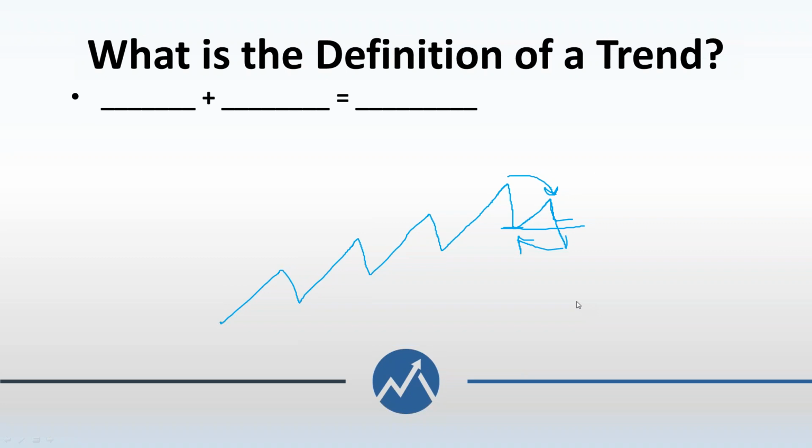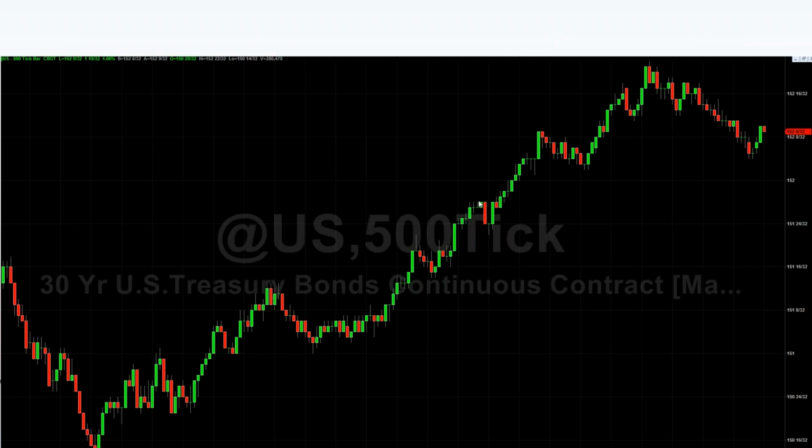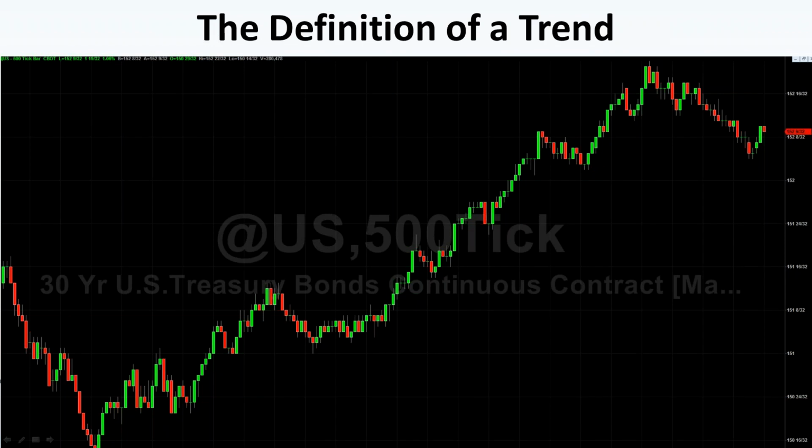All right? So let's go ahead and take a look at what this looks like on an actual price chart. Now this is on bonds. I'm going to show you a number of different markets on a number of different time frames so you can see what it looks like across various time frames. But this is on 500 tick chart on 30-year bonds.